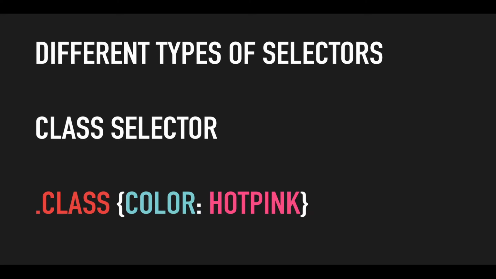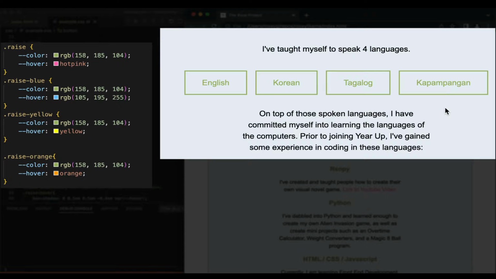So the class selector selects HTML elements with a specific class attribute. For example, let's say I had a class that was named raise, for example, my buttons. Then I would declare my rules such as give it this color.